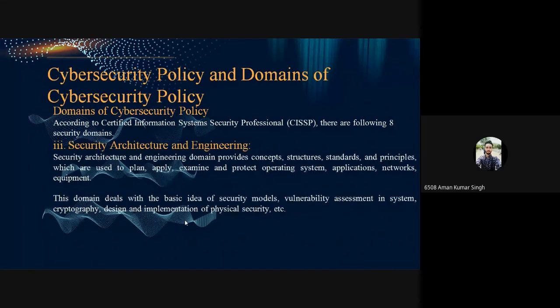This is the design part of your system. This domain will cover design.